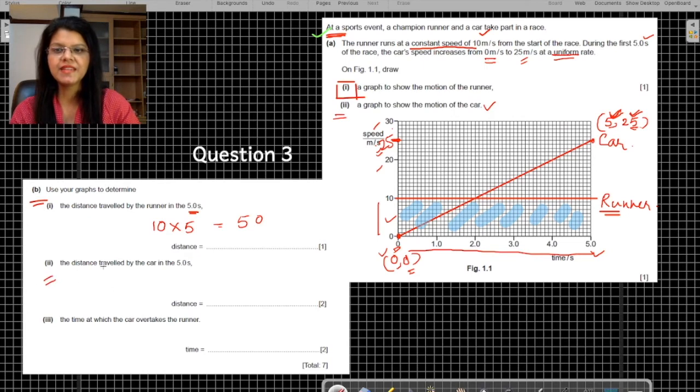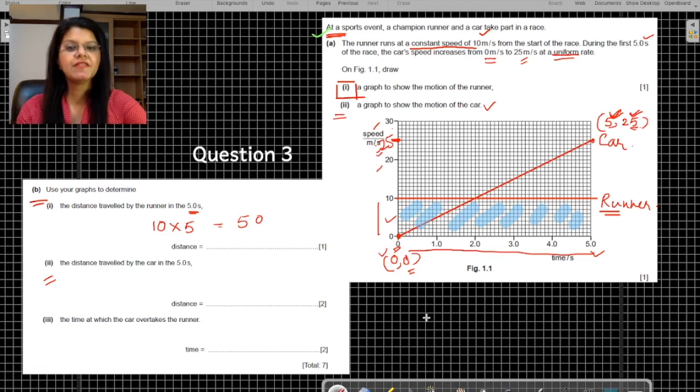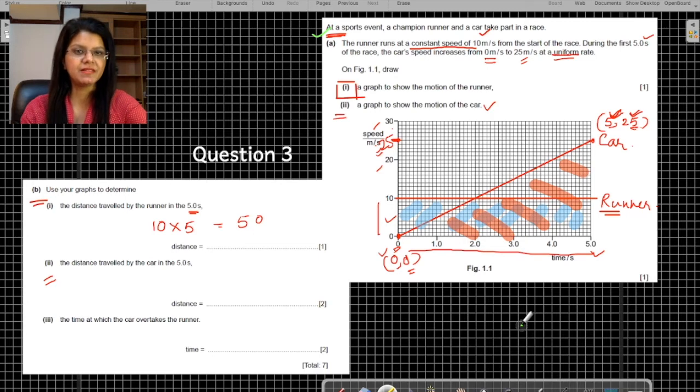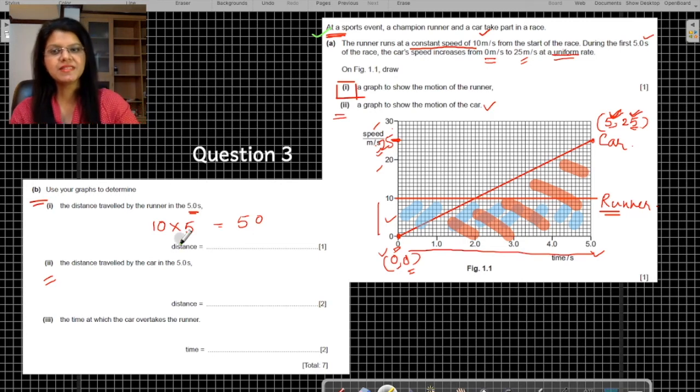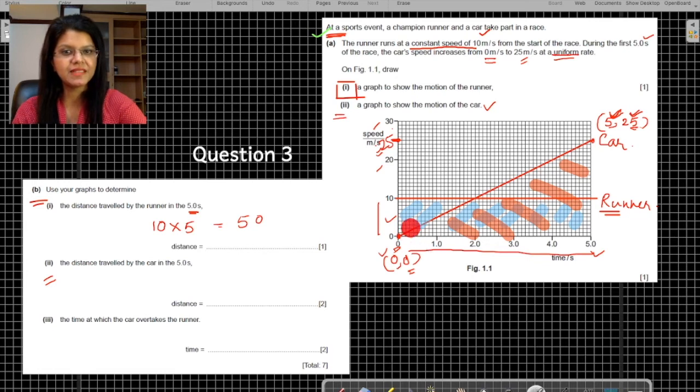Let us come to the second part. The distance traveled by the car in 5 seconds. Which area are they talking about now? Now they are talking about this area. How much is the distance traveled by the car? It is the area under this curve, which is a triangle.